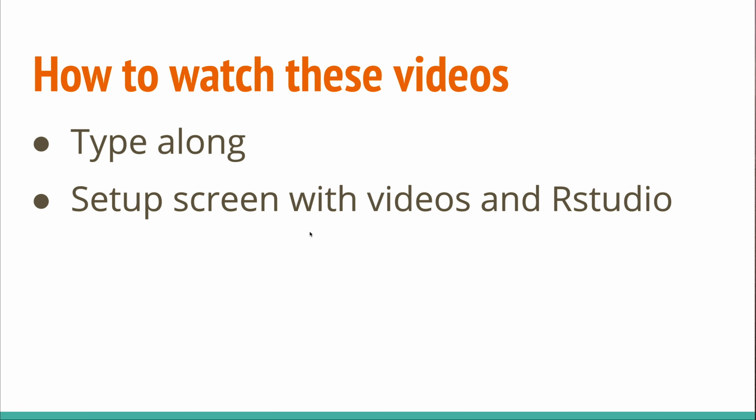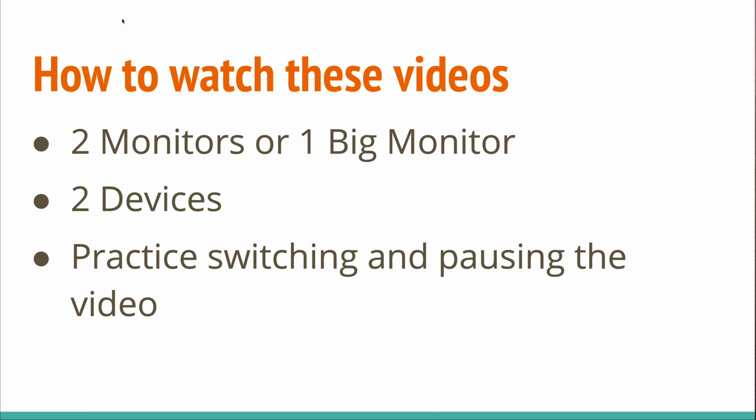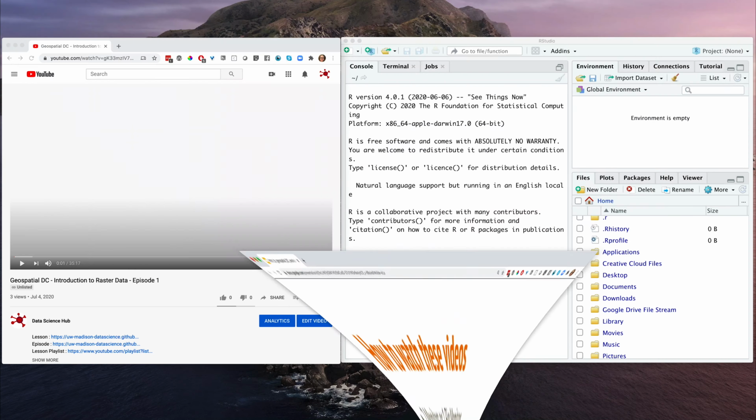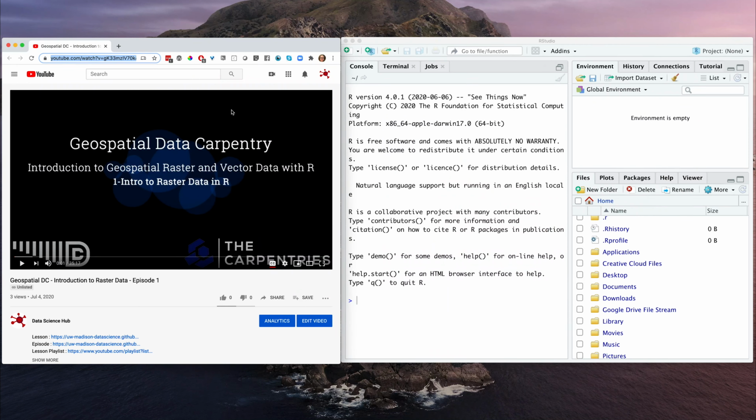As you watch these videos, you're highly encouraged to type along with the instructor. To do so, you may need to set up your screen so you're able to see both the videos and your RStudio window at the same time. One option is having two monitors or one big monitor. As an example on my screen, I have the YouTube video on the left-hand side and my RStudio window on the right-hand side. If instead you had two monitors, you could put the video on that second screen.